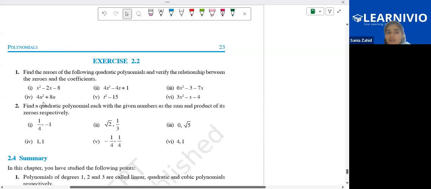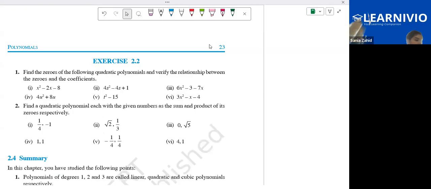The first question says x square minus 2x minus 8. So first of all, you have to find the zero of the polynomial. So how will you find the zero of this polynomial? Alpha is -2 and beta is 4. Yeah, Umair, you also have to tell me the step. How did you get alpha and beta?